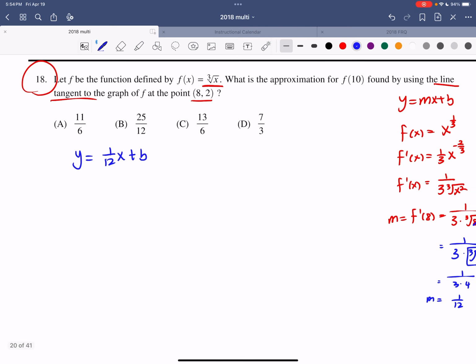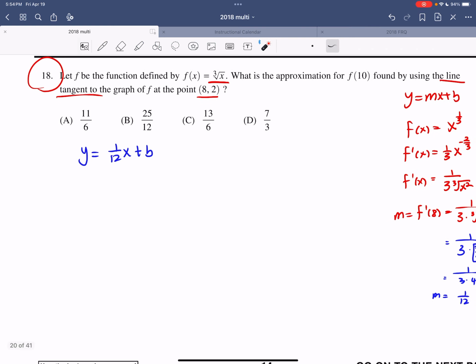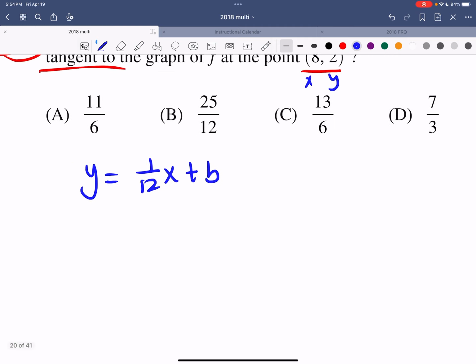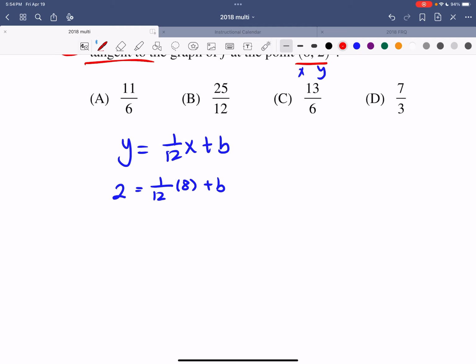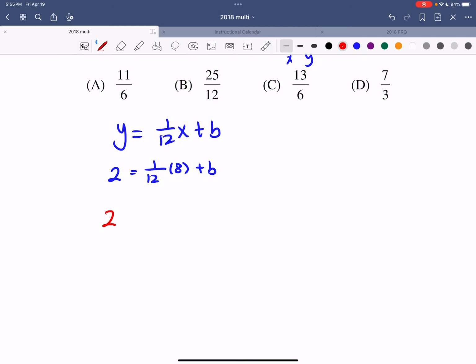We don't know the y-intercept yet, but what we can do is plug this point in, because this one is an x, this one is a y, right? Before we even plug in 10. So instead of y, I'm going to plug in 2. 1/12, and instead of x, I'm going to plug in 8, plus b. So it's the same thing as 2 equals 8 times 1, which is 8/12.